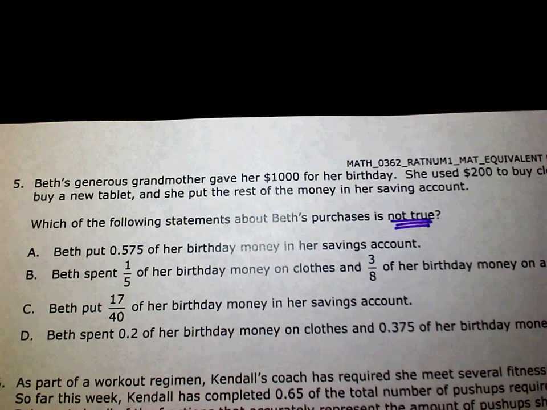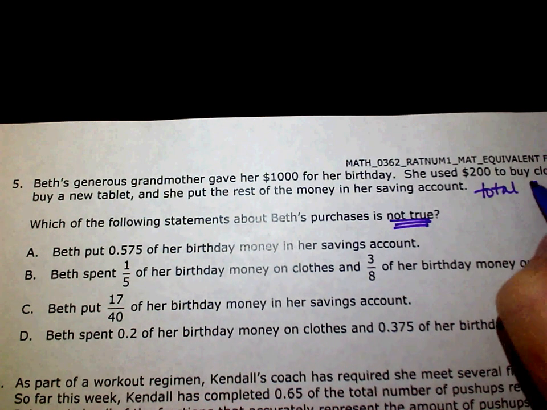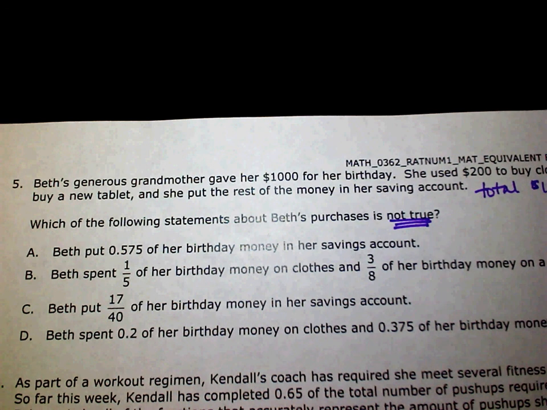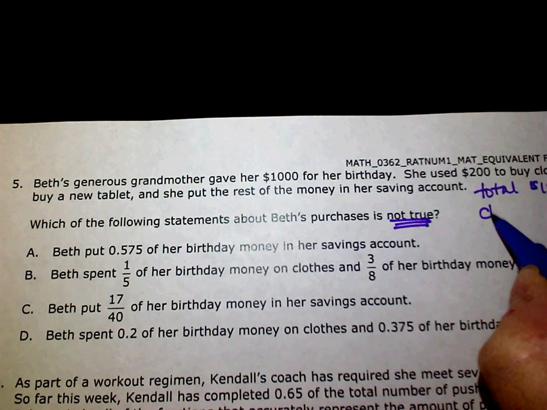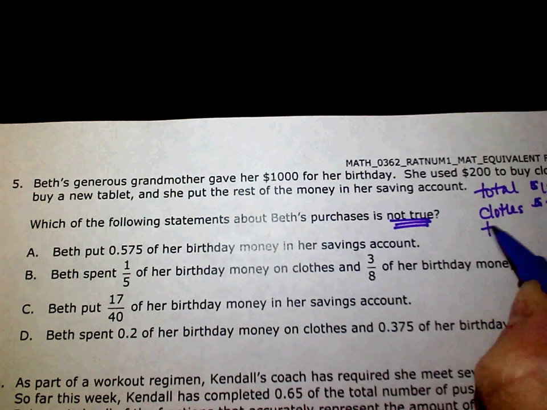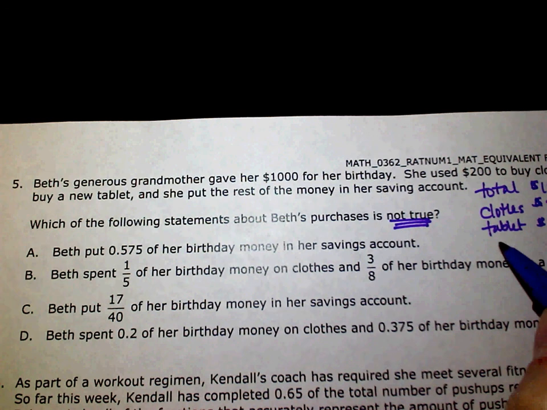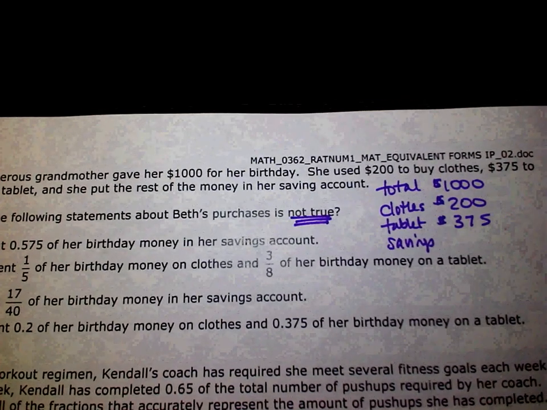We have a total of $1,000. She used, on clothes, $200. On a tablet, she used $375. The rest was in savings. Well, let's see what savings was. How would I find the savings account? That's just a subtraction problem.